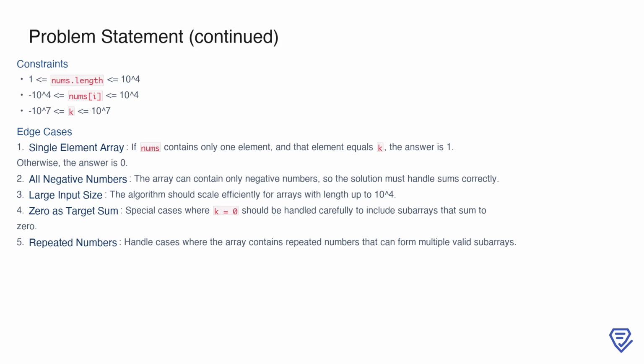Additionally, the algorithm should scale efficiently for large inputs, such as arrays with tens of thousands of elements. Special cases include target sums of 0, which require careful handling to ensure that subarrays summing to 0 are correctly counted. Finally, arrays with repeated numbers might form overlapping or distinct subarrays that meet the target, and the solution must account for all valid combinations.